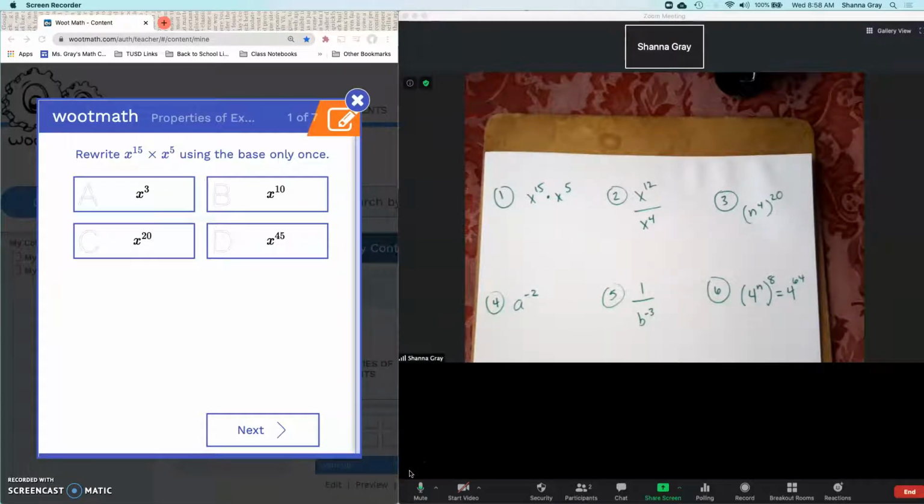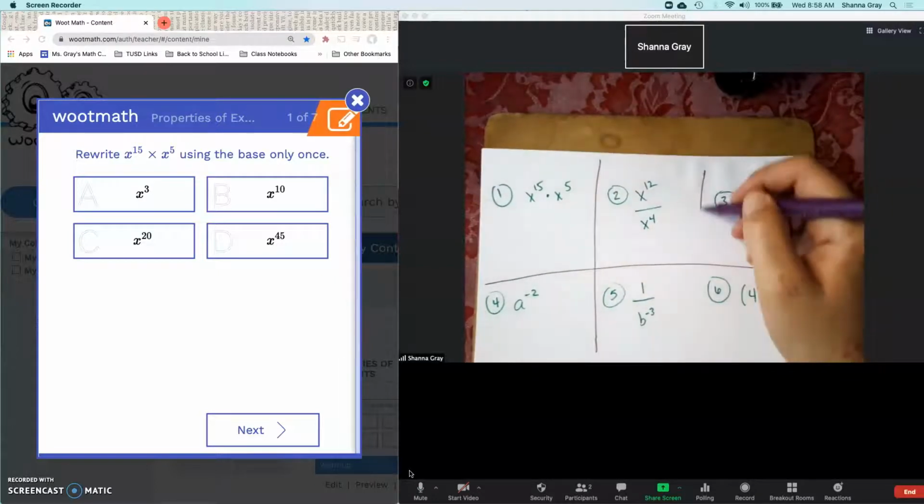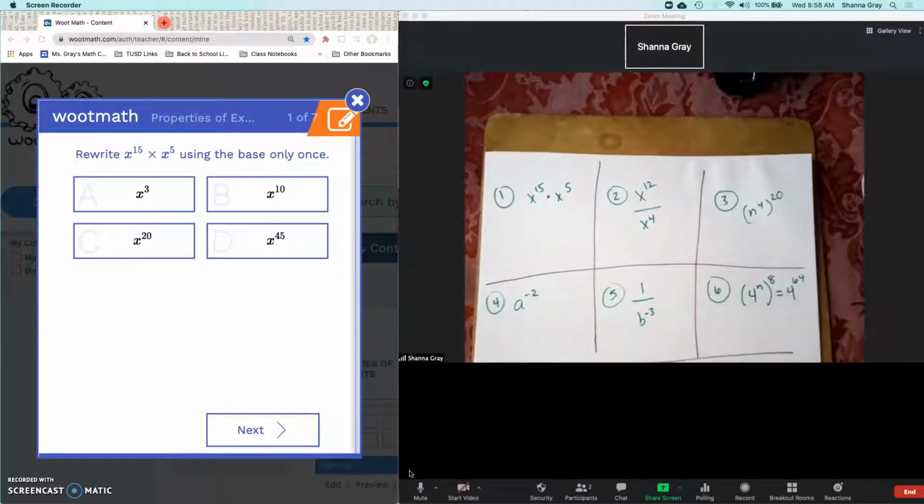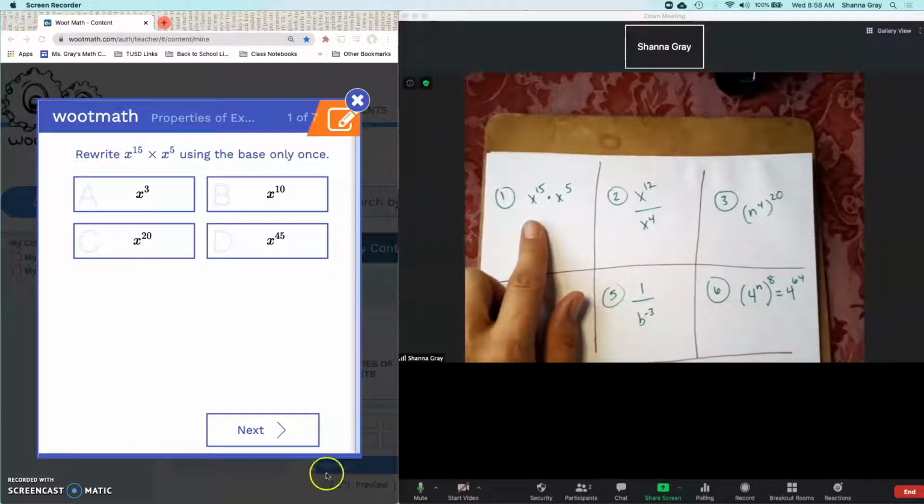Okay, let's go over this practice to make sure you understood all of it. So basically there were 7 problems. So for problem number 1 here, x to the 15th times x to the 5th.